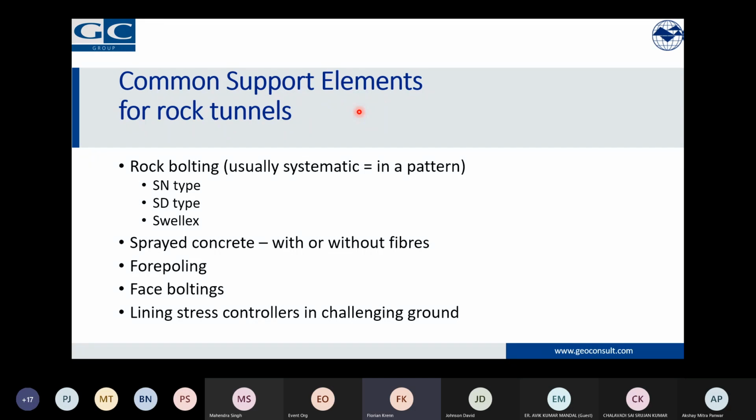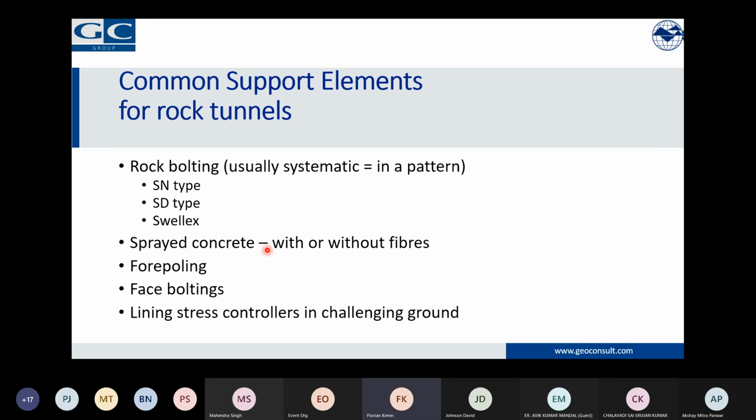We have then face bolting, and in very challenging ground conditions, we have lining stress controllers now in the kitty of support elements for rock tunnels. And you might have seen there are no steel ribs, no lattice girders mentioned here, because I would consider lattice girders and steel ribs as part of the sprayed concrete shell, putting the emphasis on the sprayed concrete.